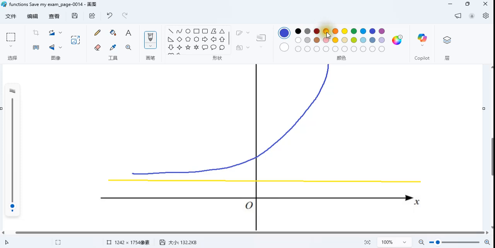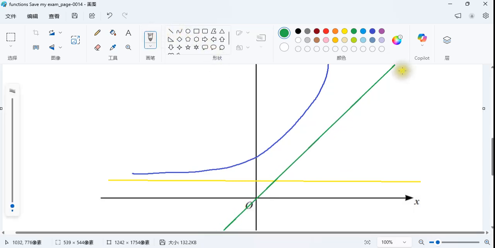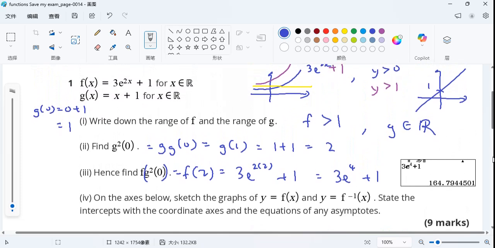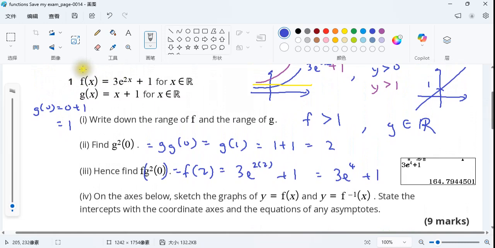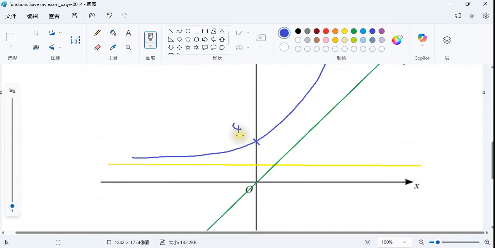Okay, and then we have y equal to x. So y equal to x is the line of reflection for f and f inverse. Okay, so f of 0: f of 0 will be 3e^0 plus 1, which is 4. So it is 4 here, and this is 1 here. Okay, 1 is the asymptote.